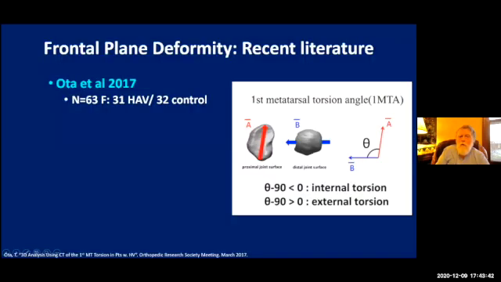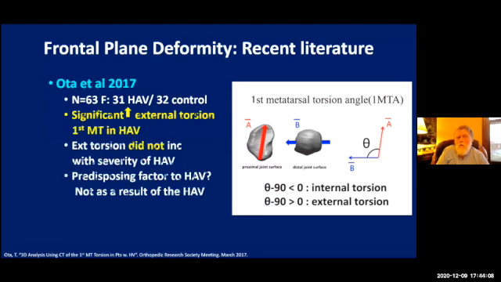The next year, Oda published this paper, and they had about the same size. They had 31 patients with bunions, 32 control patients, and they were measuring the first metatarsal proximal joint surface to the distal joint surface. And I'm using that distal joint surface as being the same as the crista we were talking about last time, and they're not exactly interchangeable.